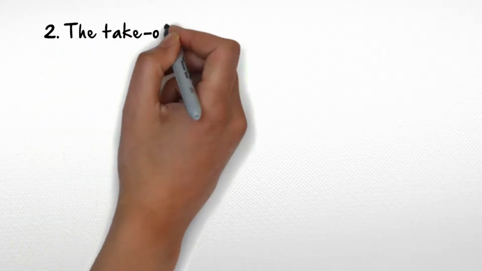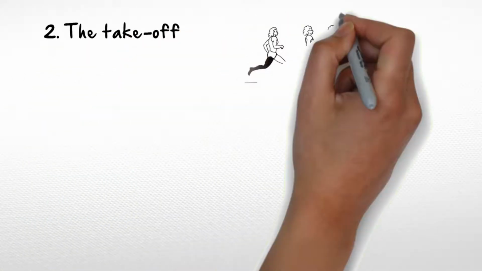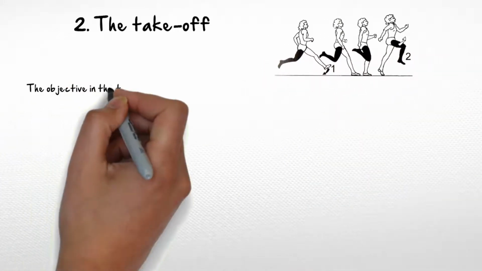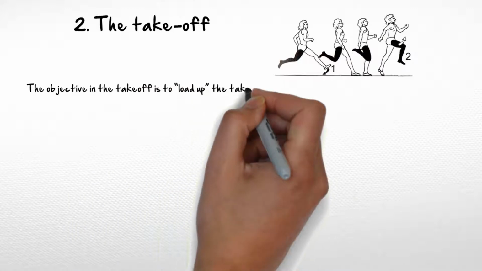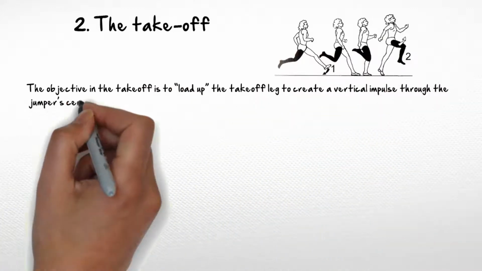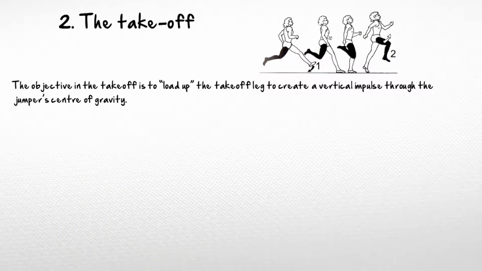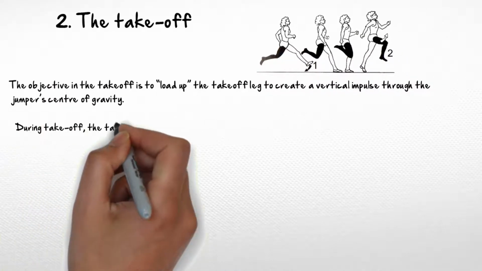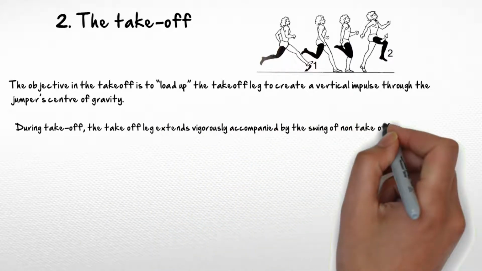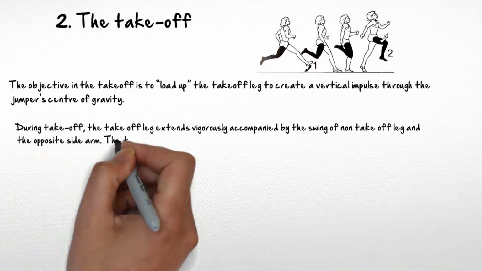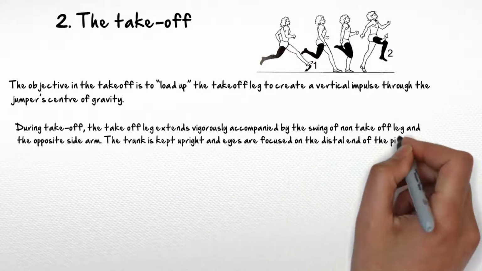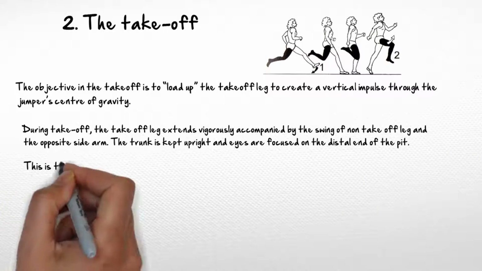The second is the takeoff. The objective in the takeoff is to load up the takeoff leg to create a vertical impulse through the jumper's center of gravity. During takeoff, the takeoff leg extends vigorously, assisted by the swing of the non-takeoff leg and the opposite side arm. The trunk is kept upright and the eyes are focused on the distal end of the pit.